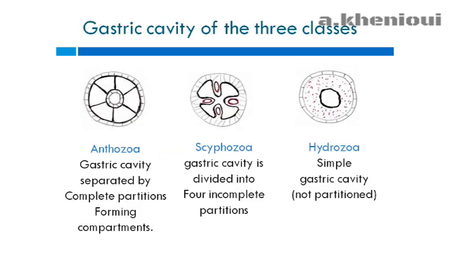The main difference between the three classes is their gastric cavity. The gastric cavity of Anthozoa is separated by complete partitions forming compartments. The gastric cavity of Scyphozoa is divided into four incomplete partitions, and Hydrozoa have a simple gastric cavity which is not partitioned at all.